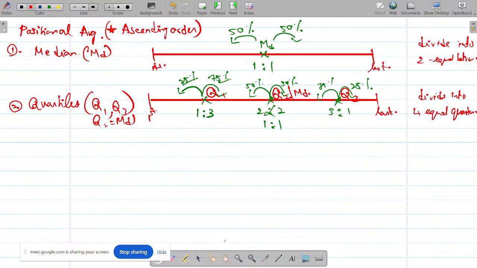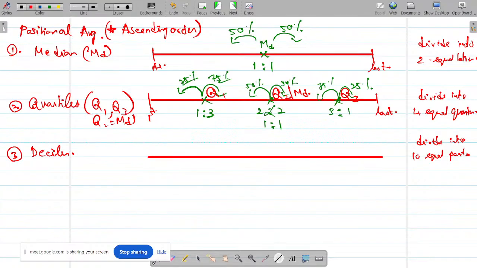Shall I go for the third one? Third one is, I divide into 10 equal parts. Sorry, not 5, 10 equal parts. Dividing into 4 parts means we name it quartiles, quarters. Dividing into 10 parts means we name it deciles. Okay. So let me have that mapping. So obviously you get this one as the first, this one as the last. Okay, we are going to divide into 10 equal parts.